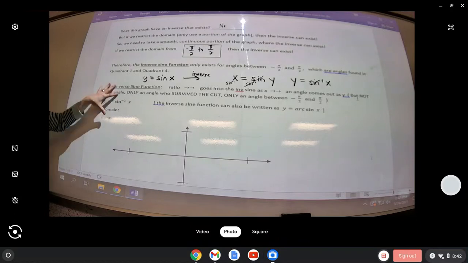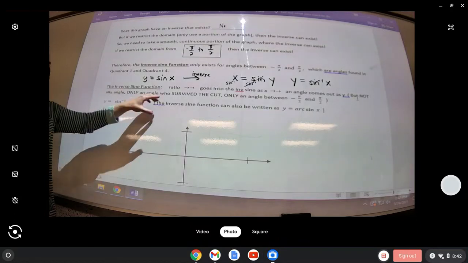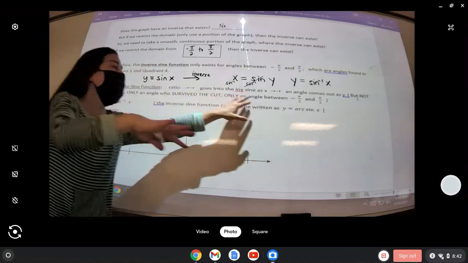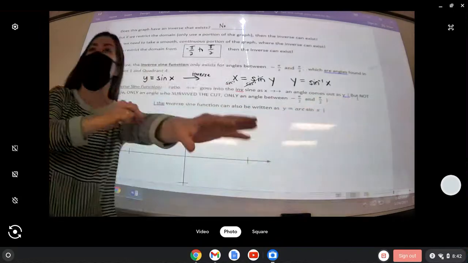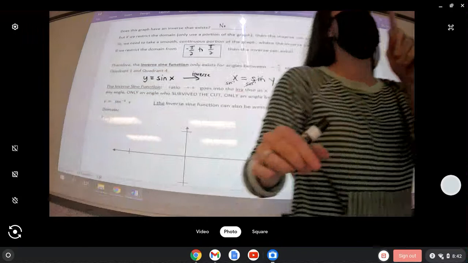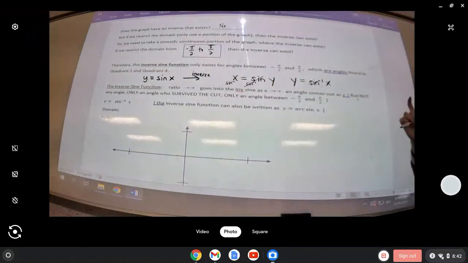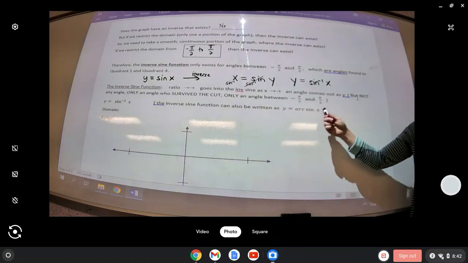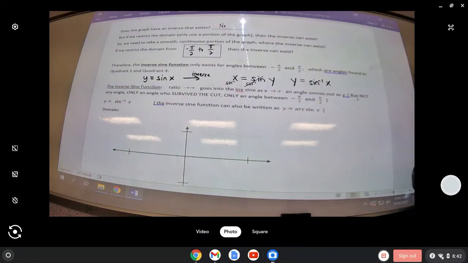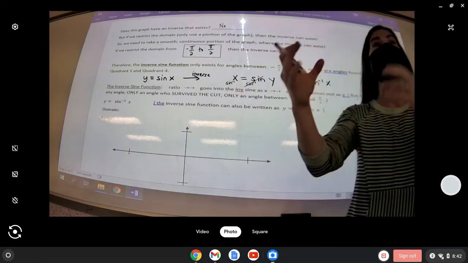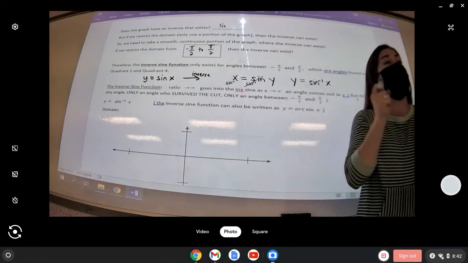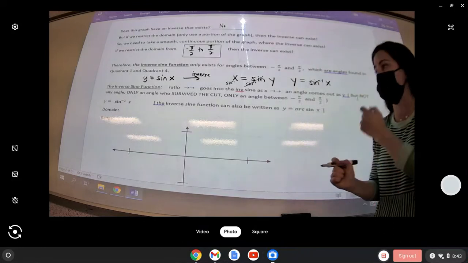All right, so now think about how the inverse is going to work. Now you're going to plug the ratio into the inverse sine, and it's going to spit an angle out as y. But guys, it's not going to spit any angle out. It's only going to spit out an angle that survived the cut. And the only angles that survived the cut are angles between negative pi over 2 and pi over 2. Again, when you are dealing with an inverse sine question, you have to think like it's programmed. It is only programmed to be able to spit out angles between negative pi over 2 and pi over 2.